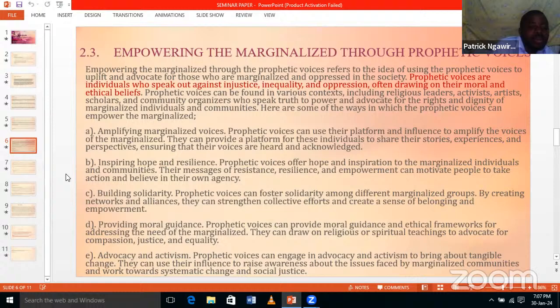And the third way of empowering the marginalized through prophetic voices is building solidarity. So the prophetic voices can foster solidarity or unity among the different marginalized groups. By creating networks and alliances, they can strengthen collective efforts and create a sense of belonging and empowerment.